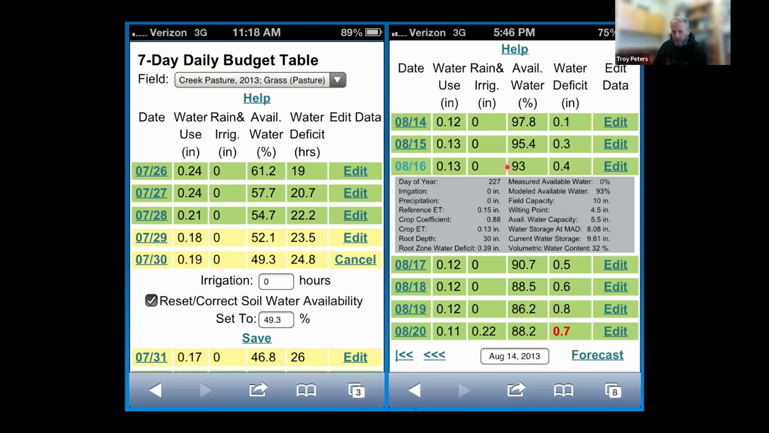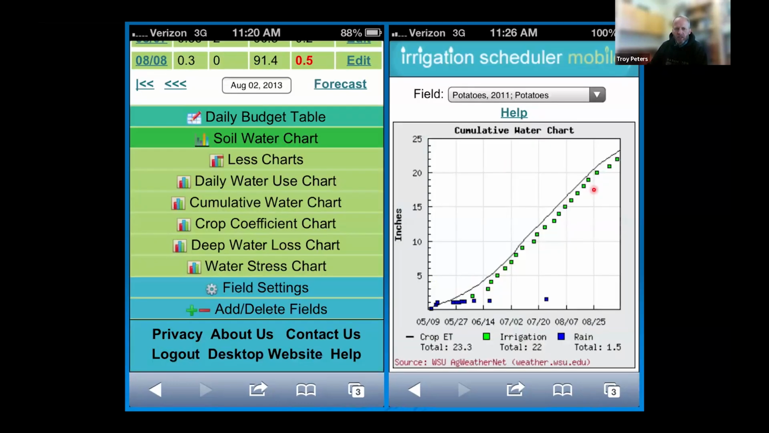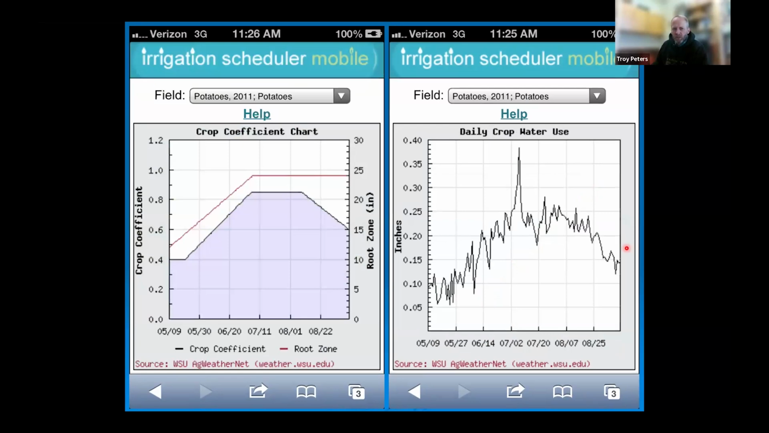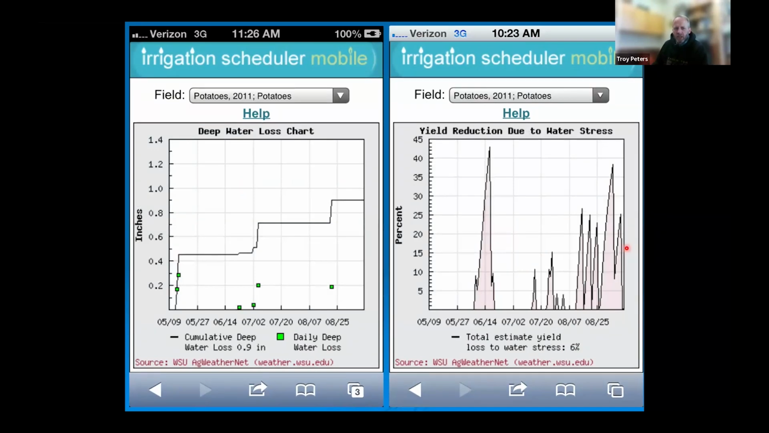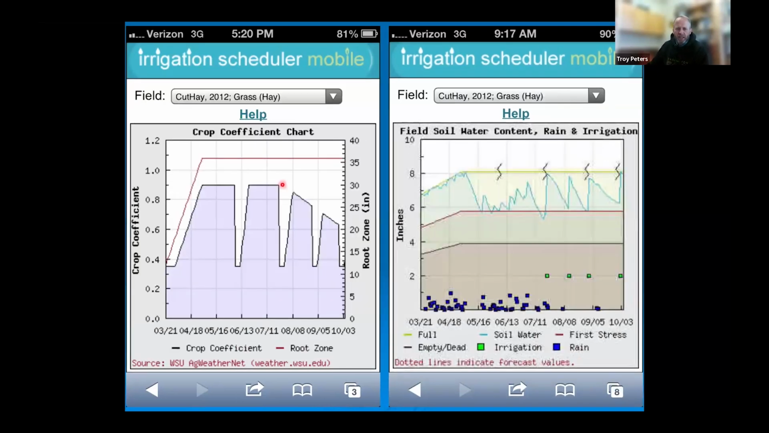There's some more data here about those numbers. A lot of different charts. The cumulative water, ET, irrigation and rainfall, shows what the crop coefficients are in the root growth model. Daily crop water used, cumulative and deep percolation events, water stress, and then when you experience water stress, it'll estimate a total season yield reduction using a very simple model for yield reduction due to water stress. Crop coefficients, in this case, there is a for forages. There's cutting dates.